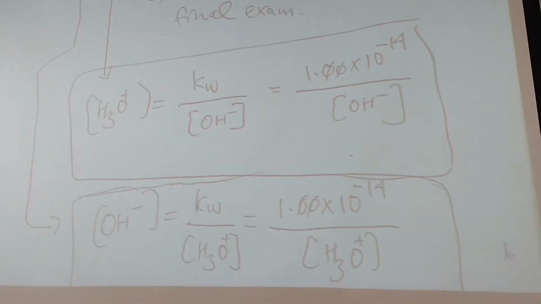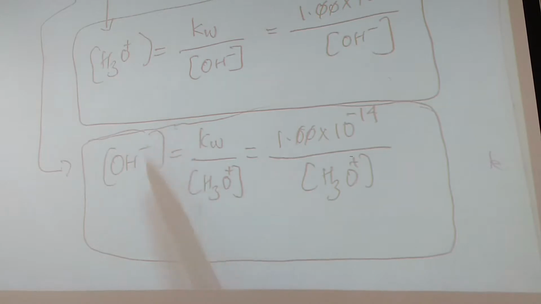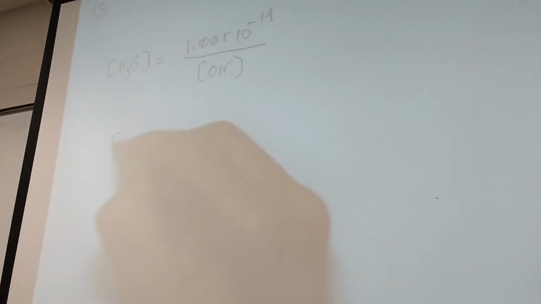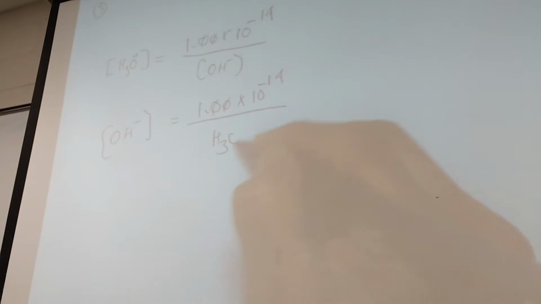So everybody's following? Now out of this I can determine, if I take the pH of both, correct? Let me take another page and show you here. Page number 3. H3O⁺ will be Kw, 10^-14, over the OH⁻, and the OH⁻ is 1.00 × 10^-14 divided by H3O⁺.